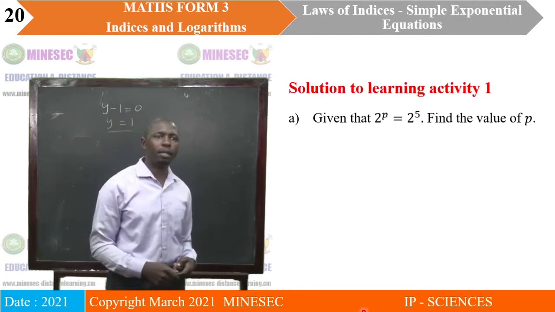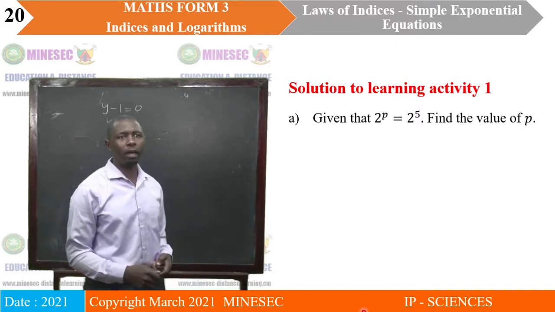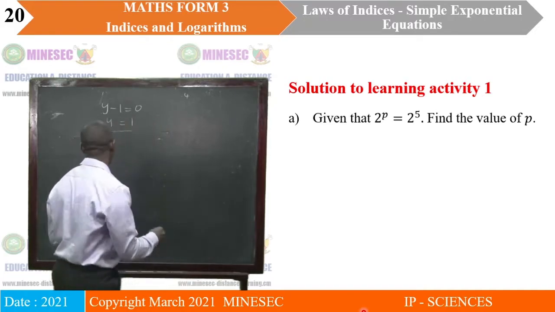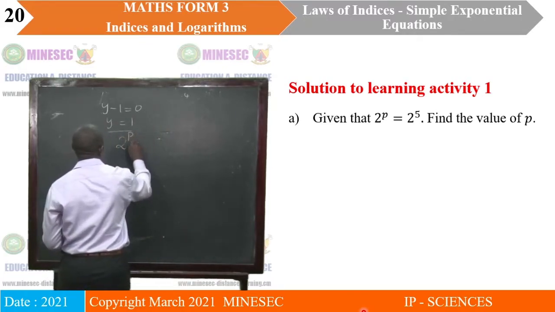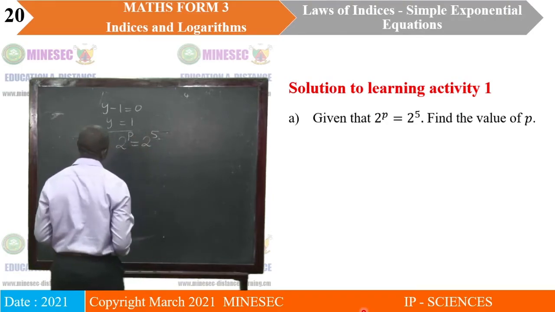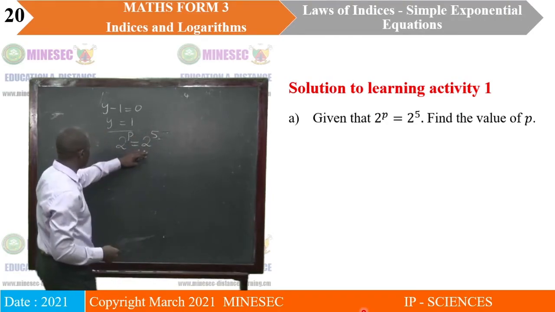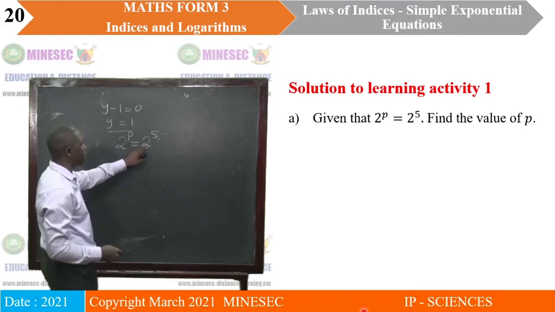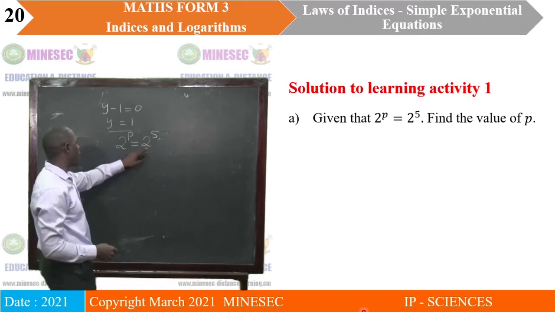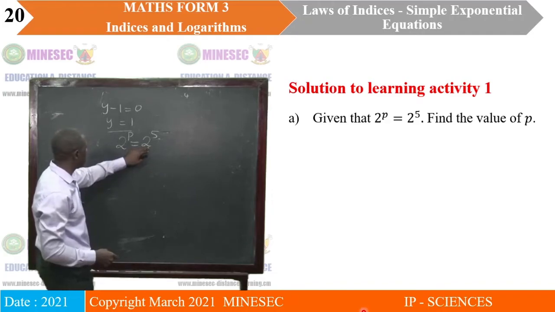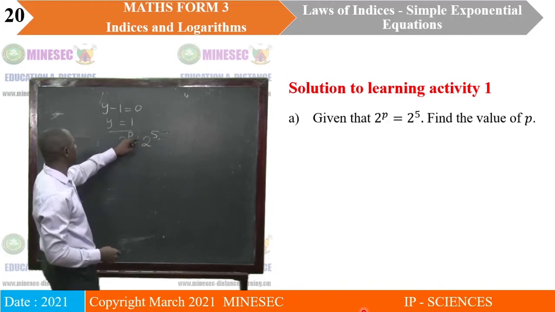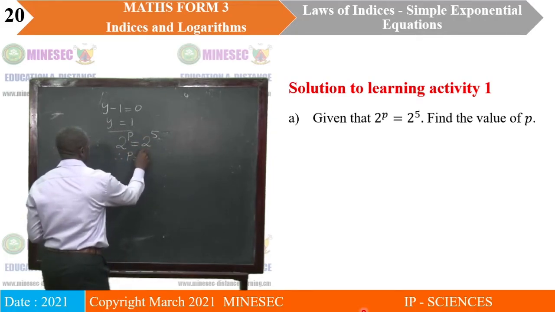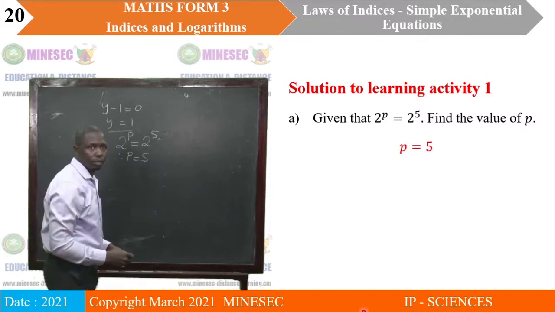So let's begin. Looking at that first step of our activity, we have 2 raised to the power p being equal to 2 raised to the power 5. If you look at it very well, you will notice that the base on this side is the same as the base on this other side of the equality sign. And if the bases are equal and the two expressions are equal, it means that the powers must also be equal. So we say, therefore, p is equal to 5. So p is 5.